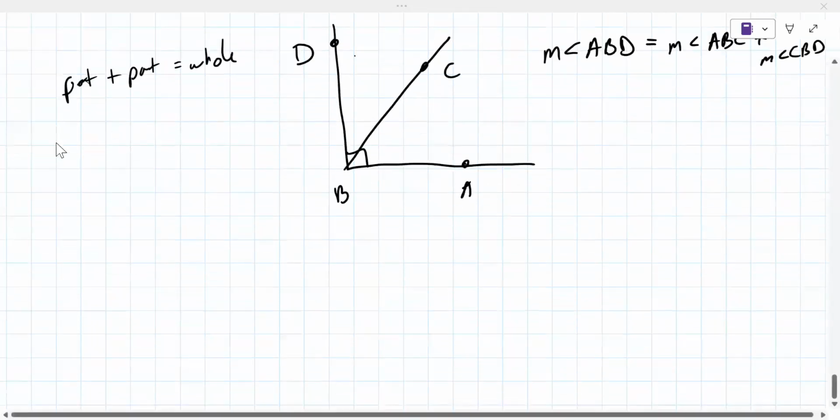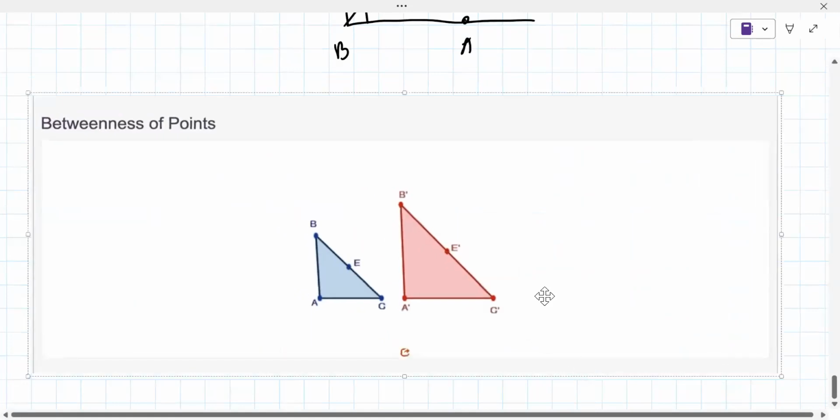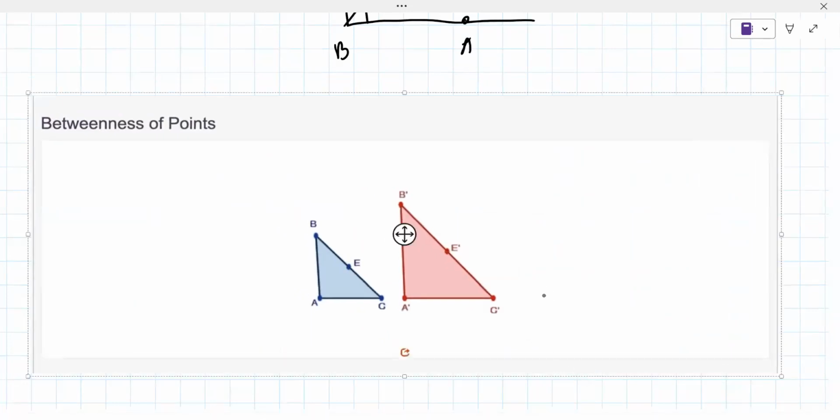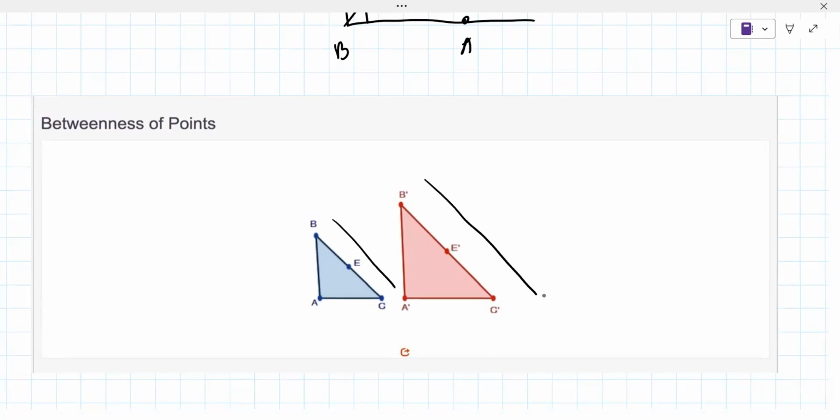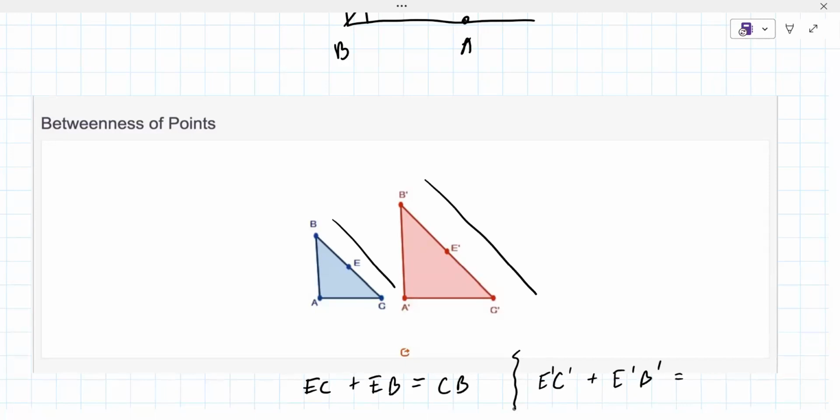So the picture you just sent here, they're trying to show you that E resides on BC and E prime resides on B prime C prime. And therefore EC plus EB equals CB, and E prime C prime plus E prime B prime equals C prime B prime. That's it.